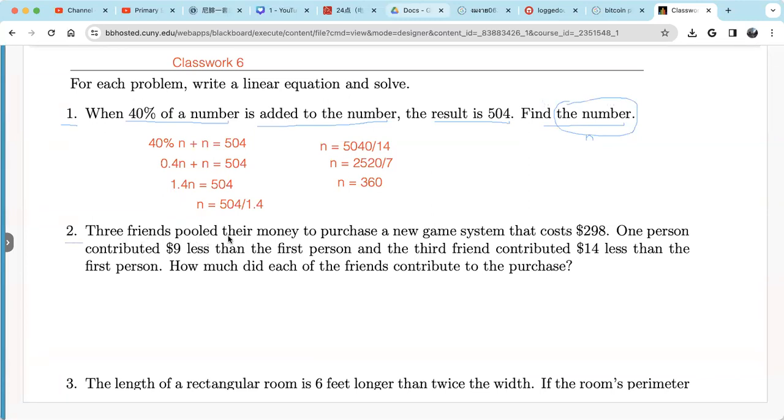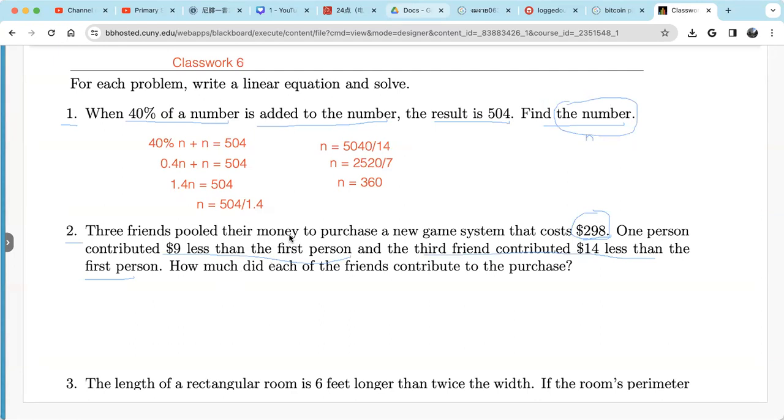3 friends put their money together to purchase a new game system that costs $298. So basically, the game costs this much, and each of the 3 friends doesn't have enough money, so they put their money together. One person contributed 9 less than the first person. And the third friend contributed 14 less than the first person.